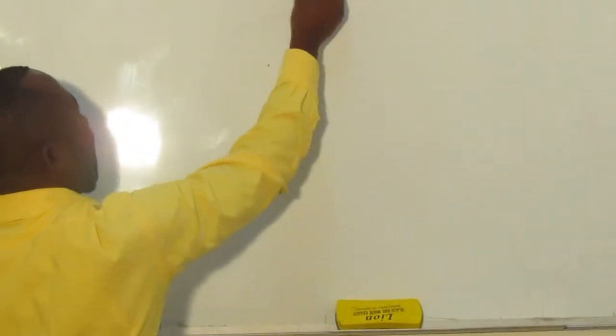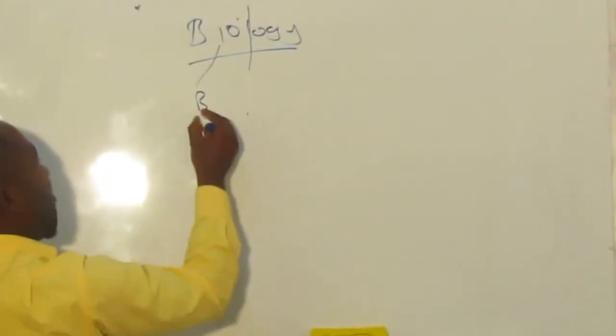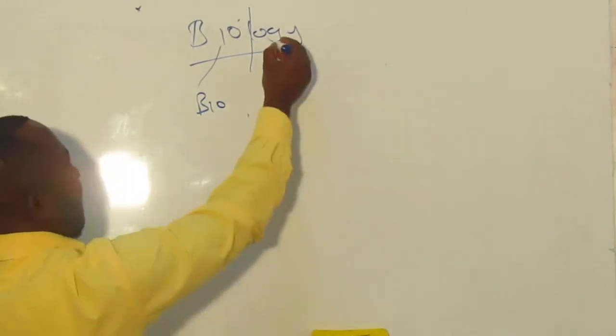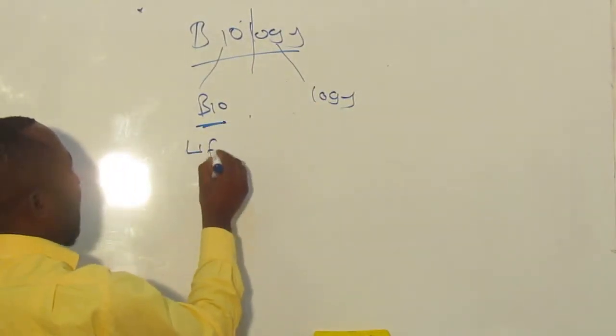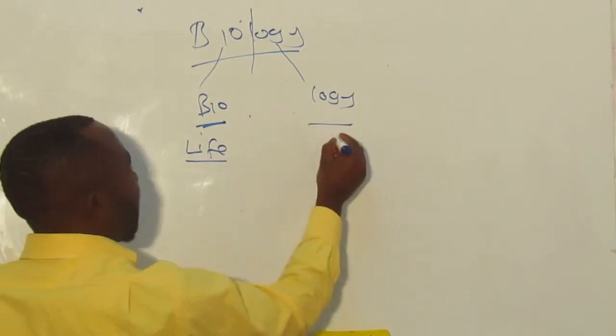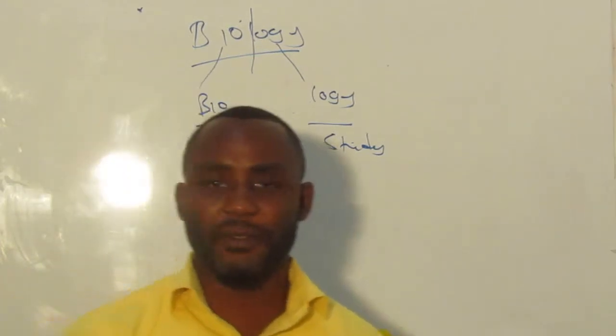So the first question that we shall answer is biology itself. What is biology? If we divide the word biology into two, we are going to have bio and the word logy. Bio simply means life. Logy means study. So biology is the study of life.